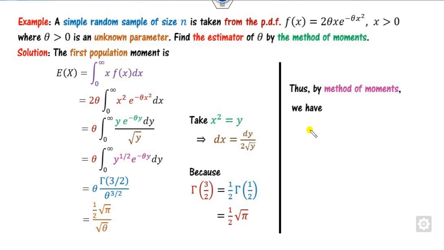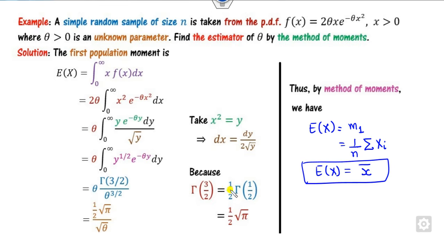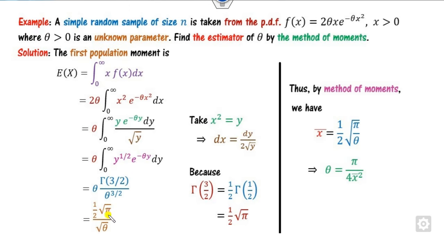Now by using the method of moments, what is the meaning of that? Here r is 1, this is m1. What is the m1? As I discussed, this is nothing but x bar. Now you can substitute the E of x. E of x is nothing but x bar. Can you find the value of theta from here? You can get the required estimator by using the method of moments.